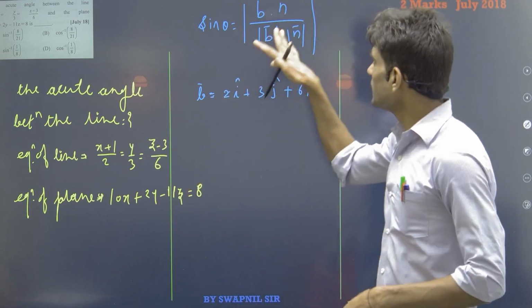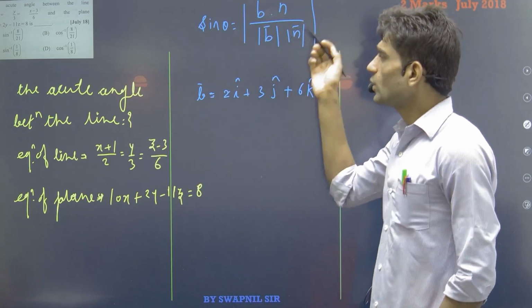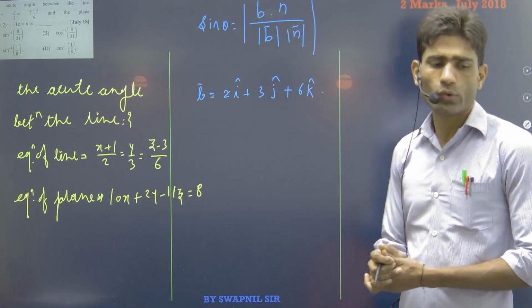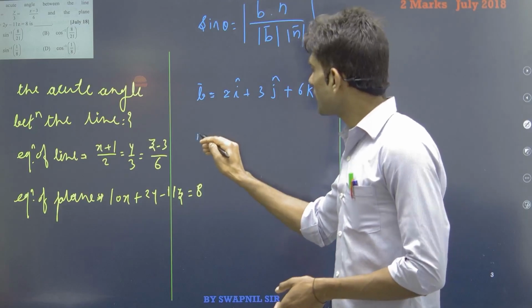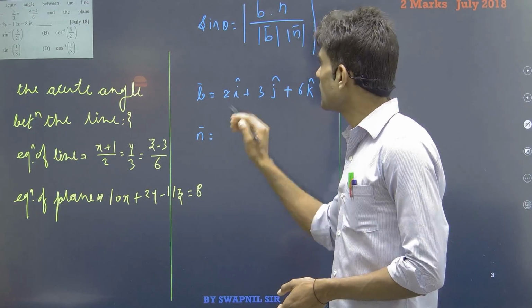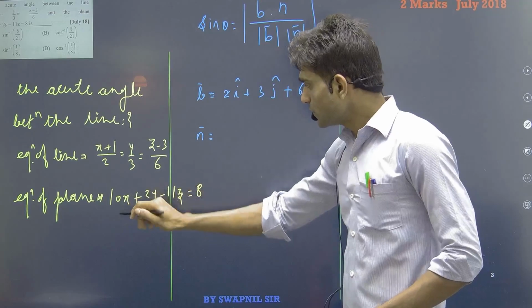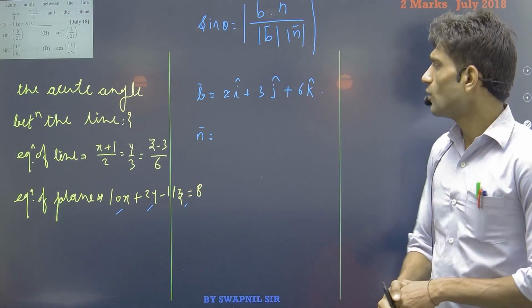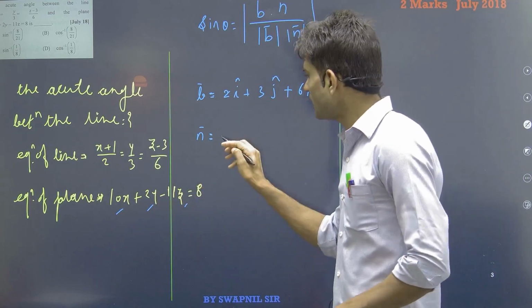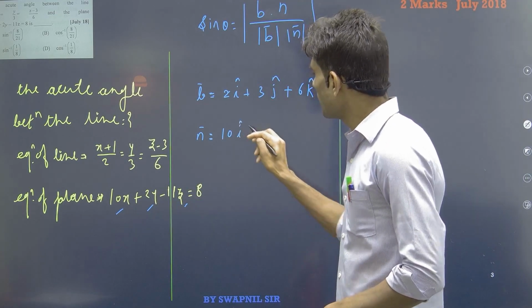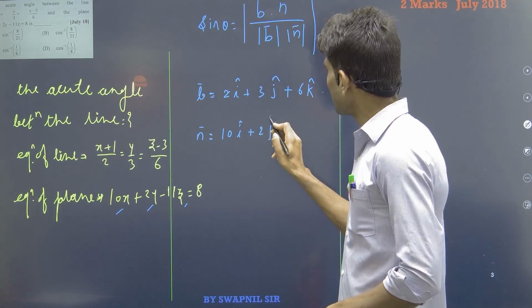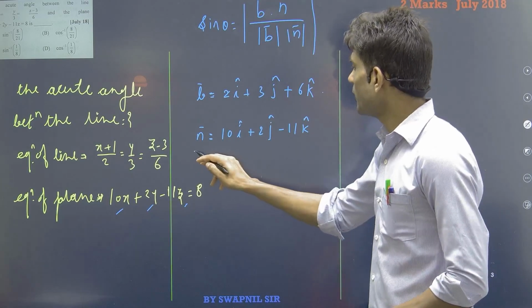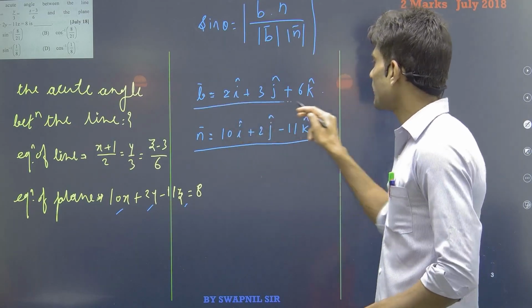And using n bar, we want the equation of a plane here. So using n bar, we can define the equation of a plane. So n bar can be written as the coefficient of x, coefficient of y and coefficient of z, which is the value for n bar. That means we write 10 times i cap plus 2 times j cap minus 11 times k cap. This one is the value for n bar here, and this one is the value for b bar.